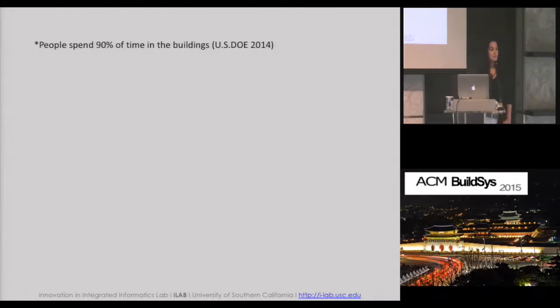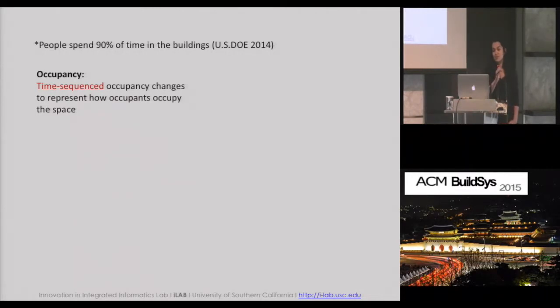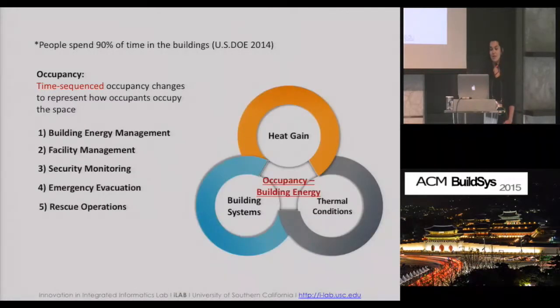occupancy. And this is a depressing fact that you all know: people spend, at least Americans, 90% of their time in buildings. So occupancy is important to us. We define occupancy as time-sequence occupancy changes that represent how occupants occupy the space. There are multiple applications, from building energy management to facility management to security monitoring to emergency evacuations and such. We also care about occupancy from a civil engineering and architecture point of view, to understand how spaces are utilized. So that's an added application area.